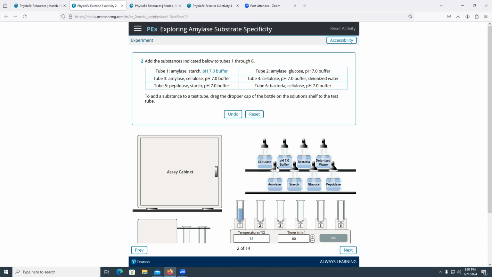Tube 2. Amylase. Let's put 1 amylase and let's put glucose. So glucose is the product. So now I put the enzyme and the product and the optimal pH, but no reactant. So that does not make any sense for me. So I do not expect any reaction to be happening. And I should only expect to see glucose.